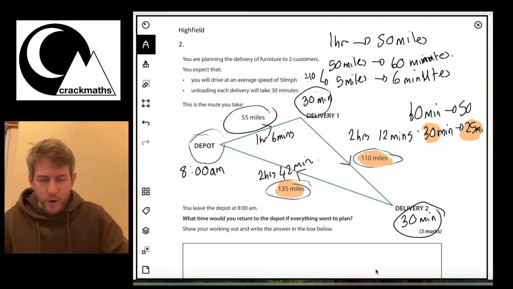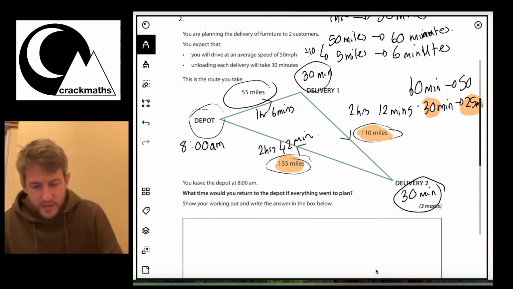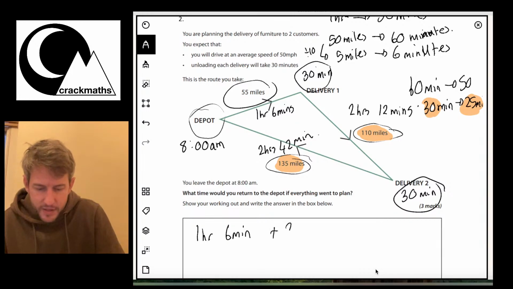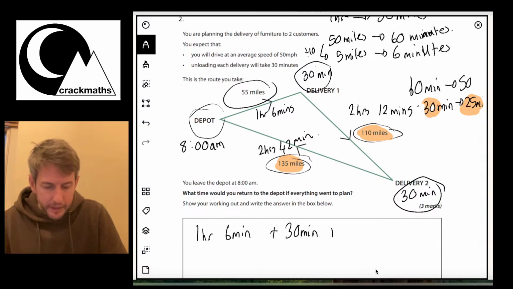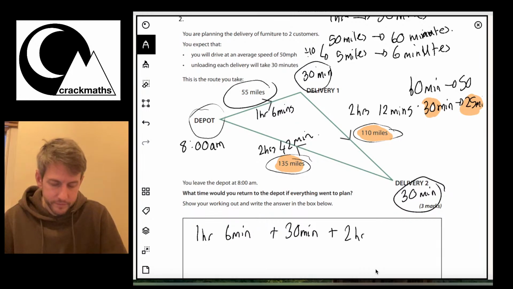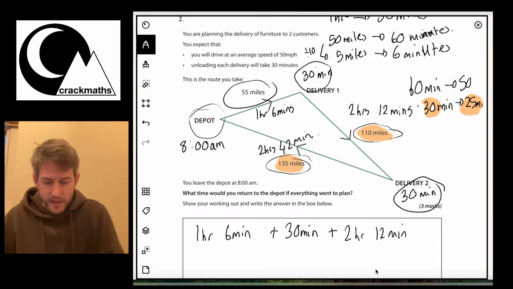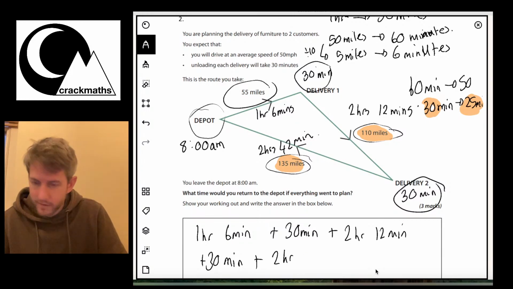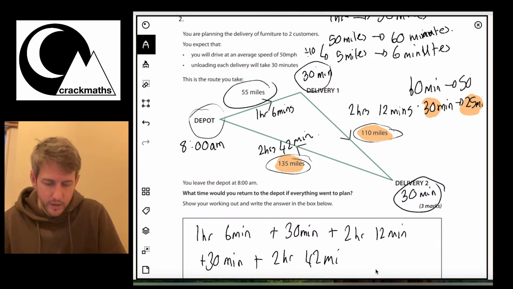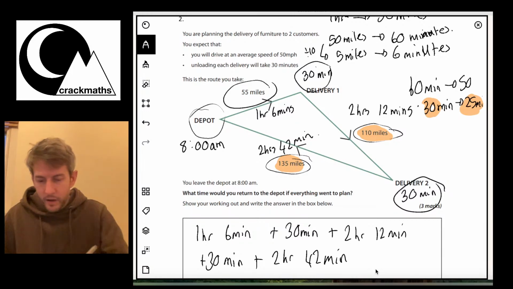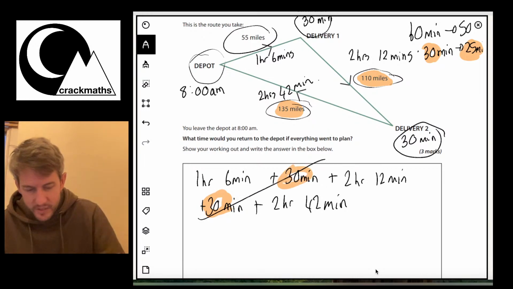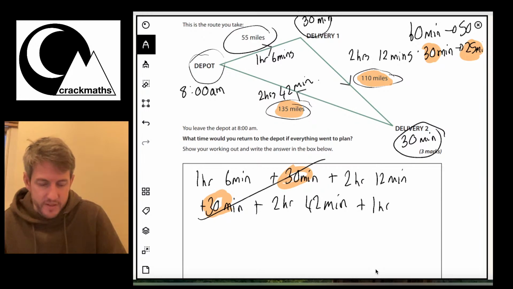So what I'm now going to do is add all my information together. So I've got 1 hour, 6 minutes, plus 30 minutes, plus 2 hours, 12 minutes, plus 30 minutes, plus 2 hours, 42 minutes. I know that these two make up an hour, so I'm just going to cross them out there and put plus 1 hour, because that's easier.